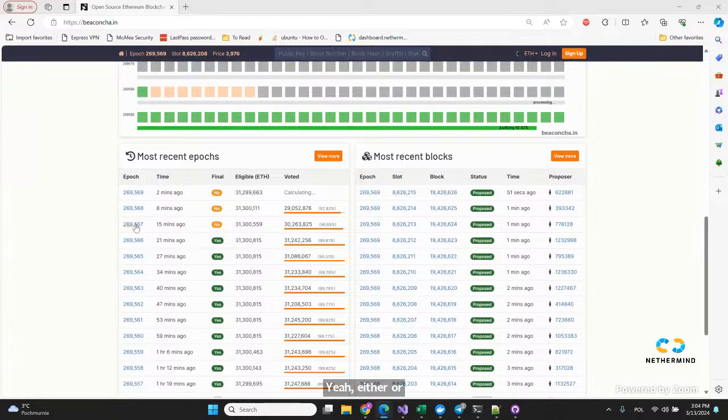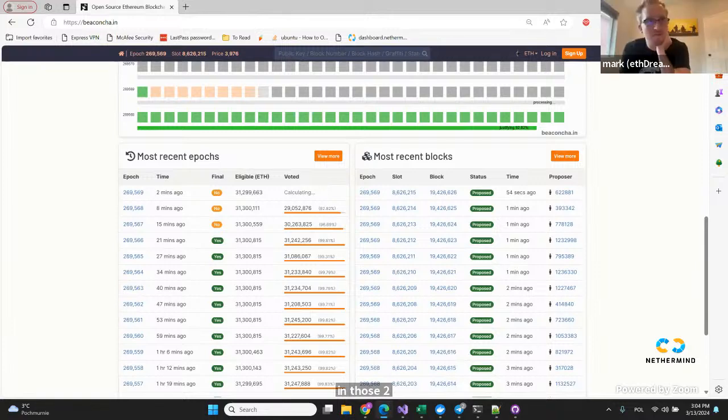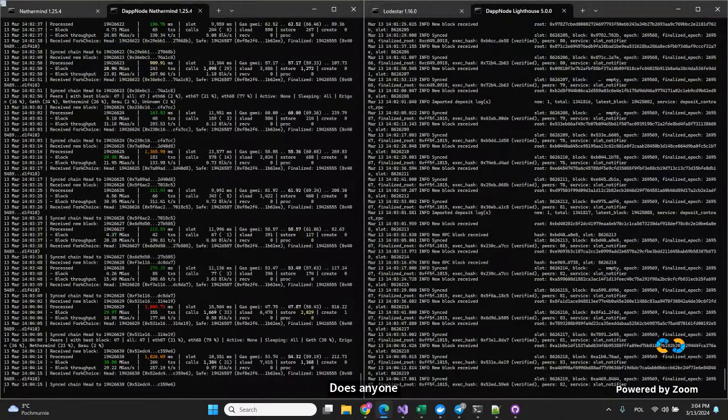Because I only see 3 blobs in those 2 blocks for now. Does anyone have... no, sorry. This one has 3 blobs too.